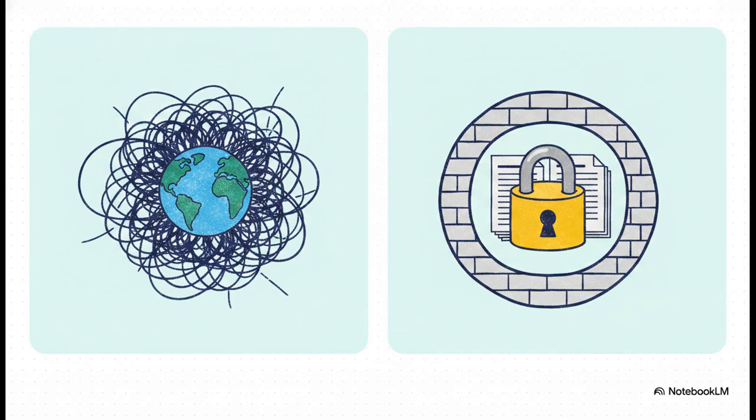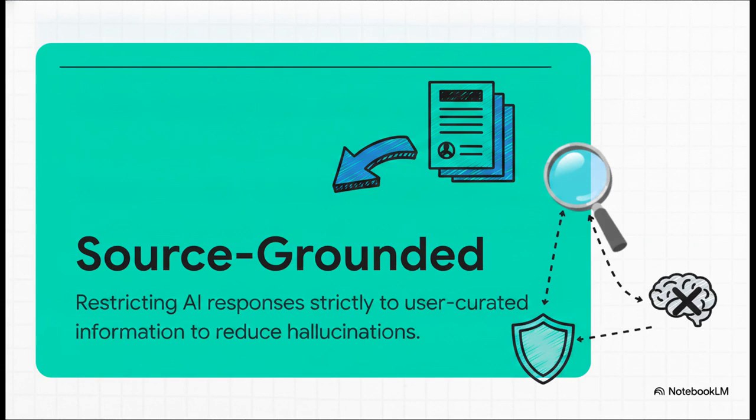NotebookLM is fundamentally different. It's a synthesizer. Think of it as a beautifully manicured walled garden. It enters the room knowing absolutely nothing, and it only knows what you explicitly feed it. And this brings us to a really critical concept called being source-grounded. By restricting the AI's responses strictly to user-curated information, it dramatically reduces those frustrating hallucinations.